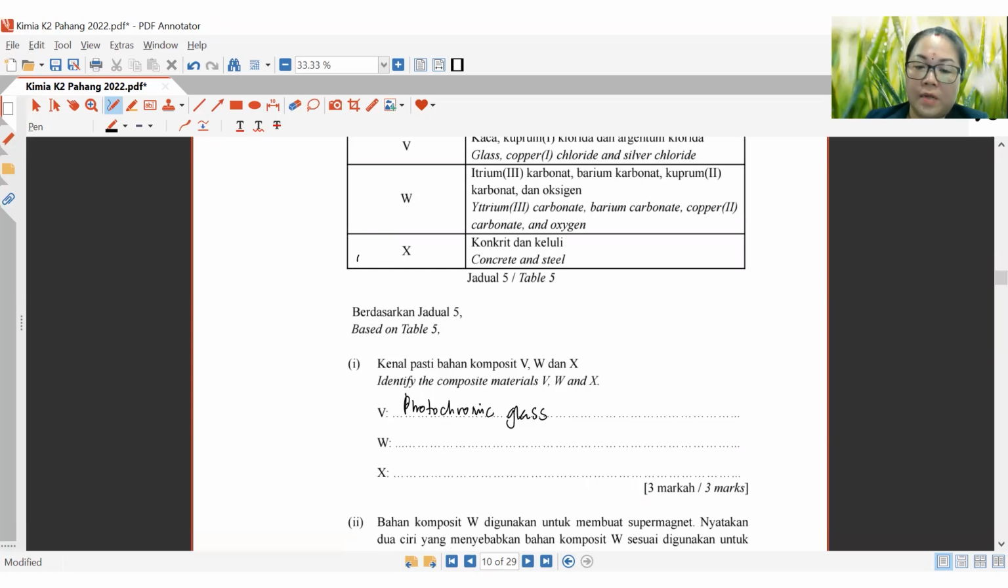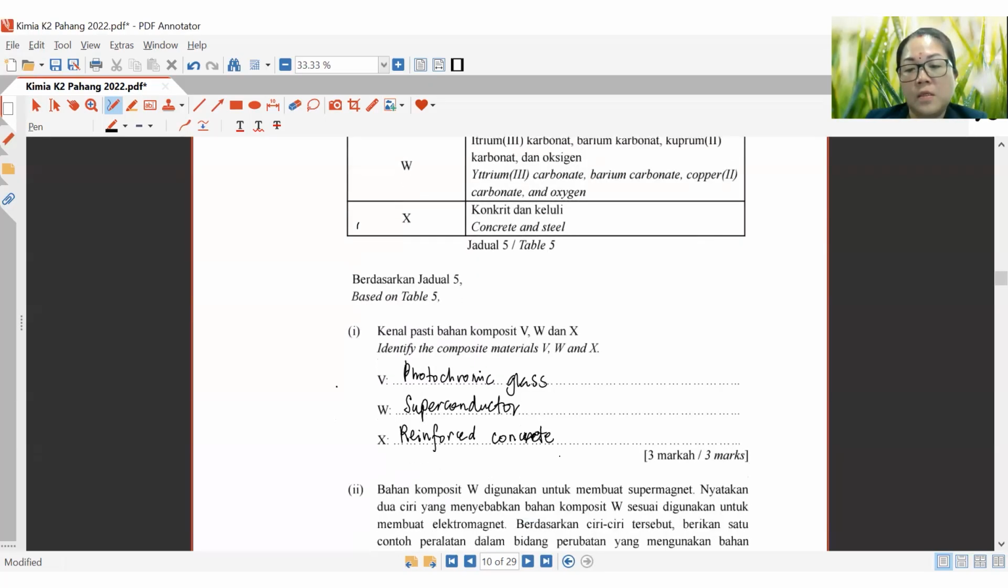Okay, let's look at W. This is a superconductor because it contains yttrium 3 carbonate. And finally, concrete and steel. This is what we call the reinforced concrete. For X, sorry. Concrete. Okay. Now, 2.